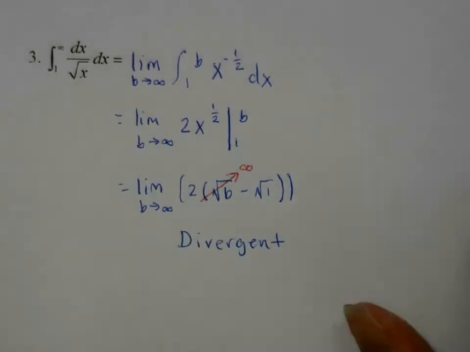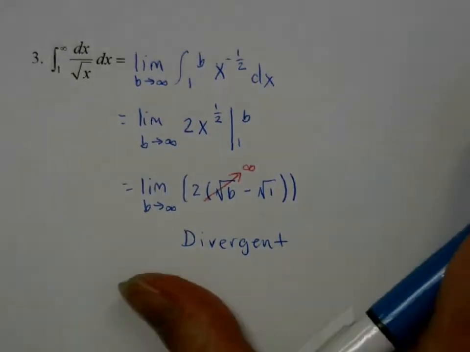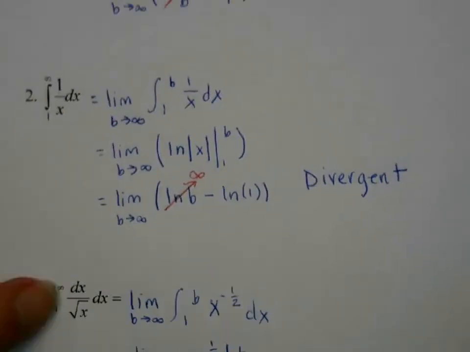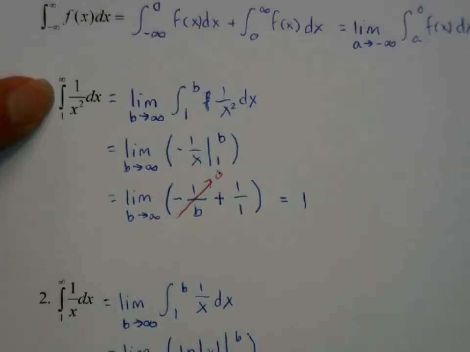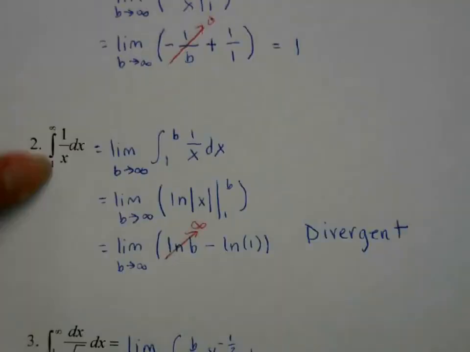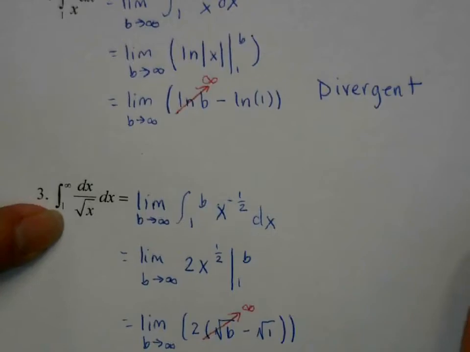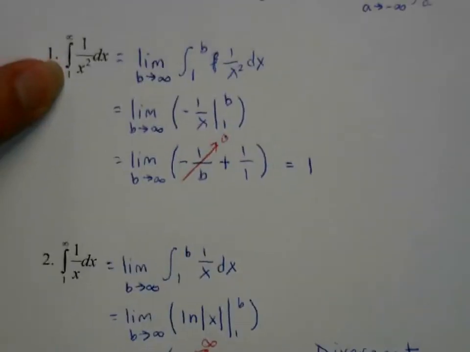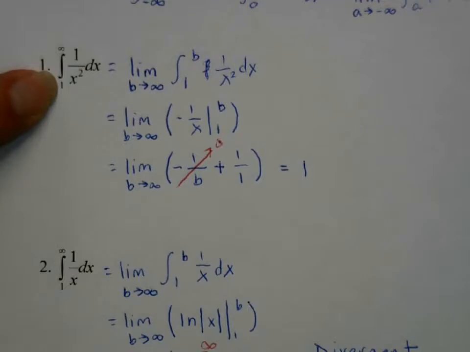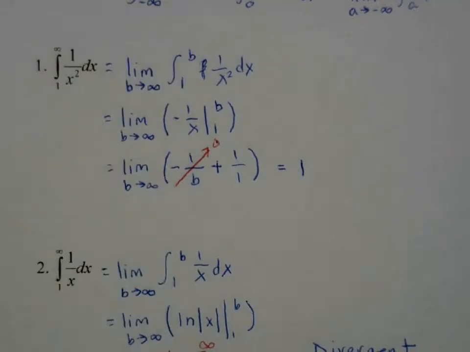A general rule that you don't have to memorize, but is useful to know: if you look at all three of these, square root of x, x, and x squared, if the degree in the denominator is 1 or less, then it's going to be divergent. If it's bigger than 1, it'll end up being convergent. But we can always just do the math to support that.